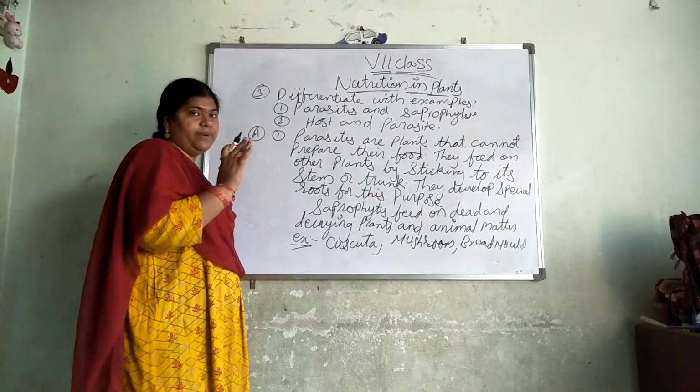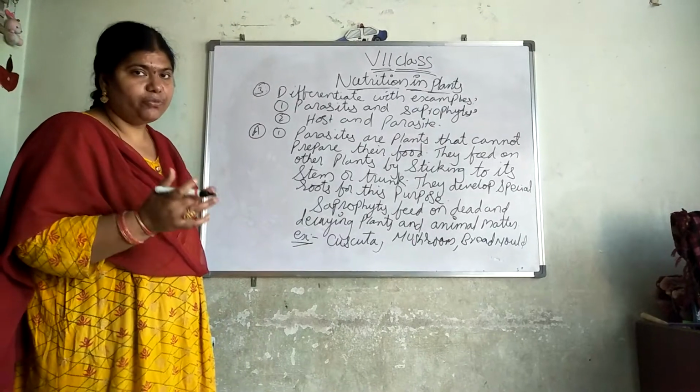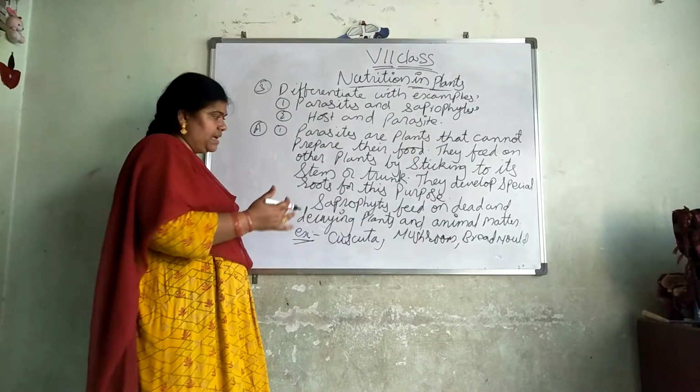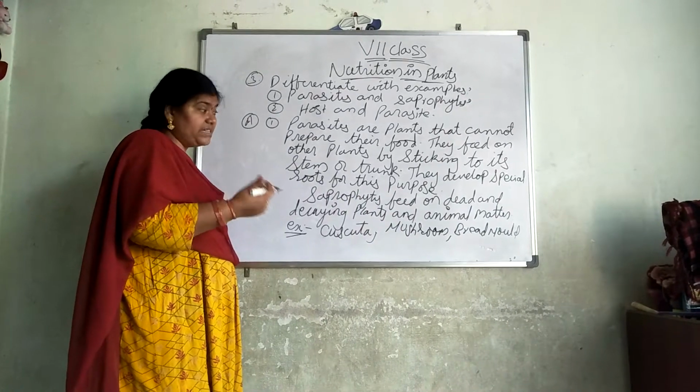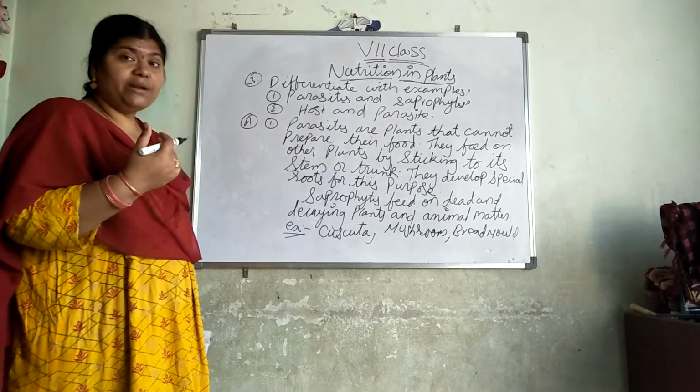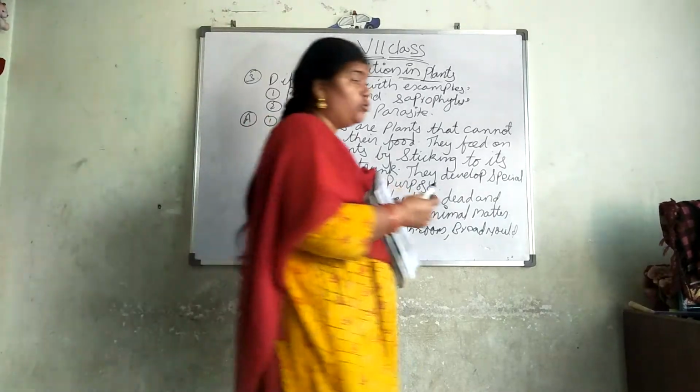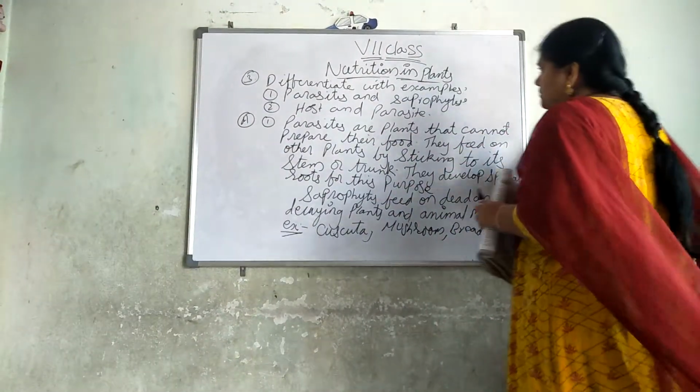Parasites, what will they do? They will depend on other plants. They cannot prepare their own food by themselves. Example is Cuscuta. Then what are saprophytes? Saprophytes depend on dead and decaying parts of plants and animals, and the examples are mushrooms and bread mold. Now what we have to discuss, we have to know about the host plant.